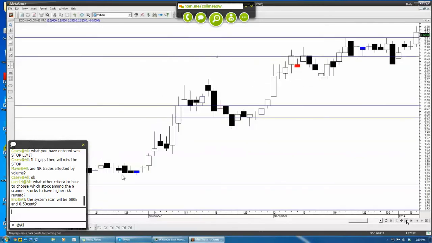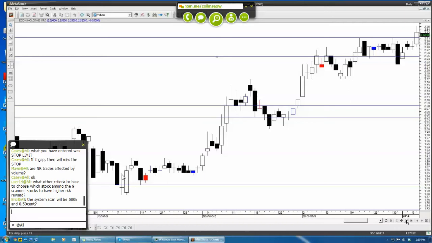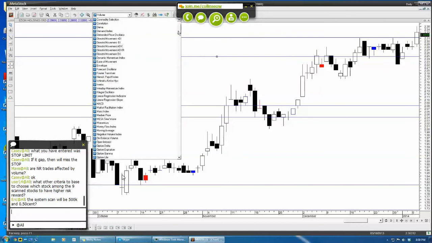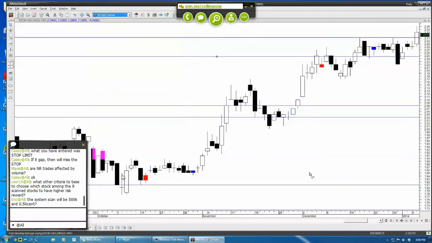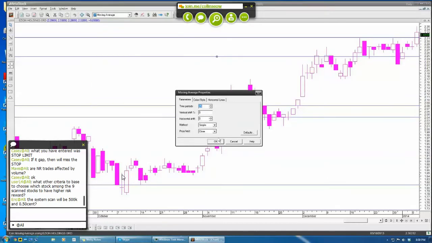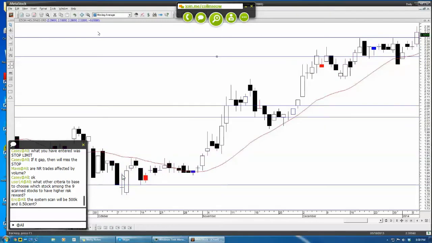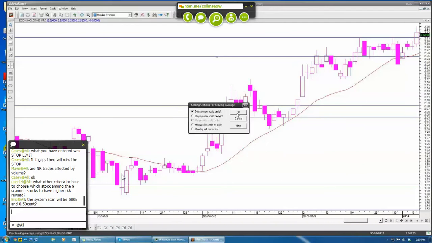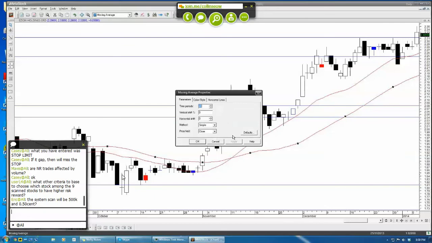Number two, you can put in your NR trade. You can also put in your moving average. Put your moving average to guide you. Put in your 20 MA and your 40 MA to guide you.